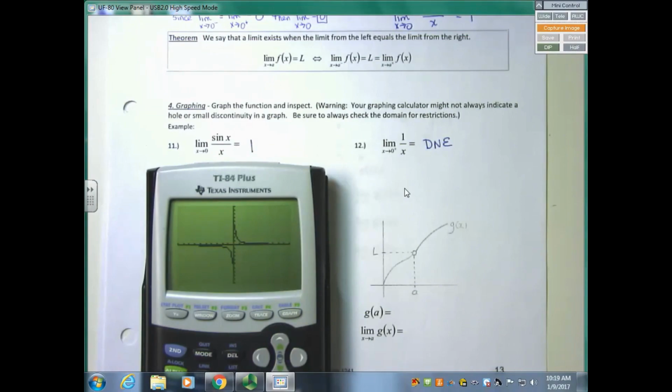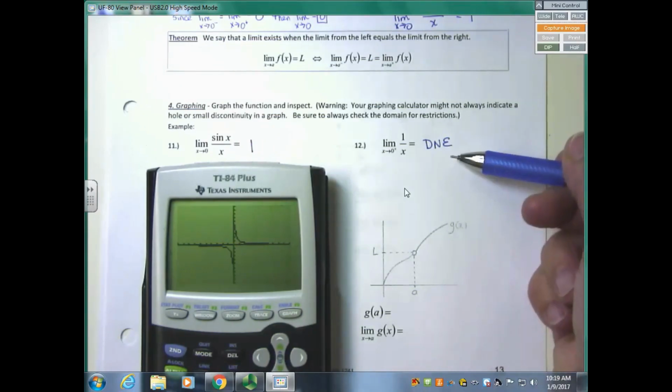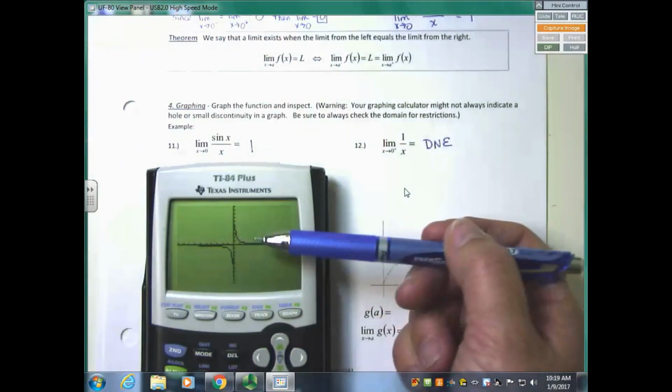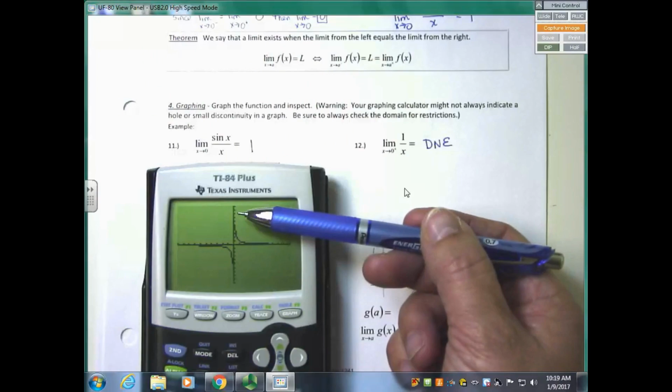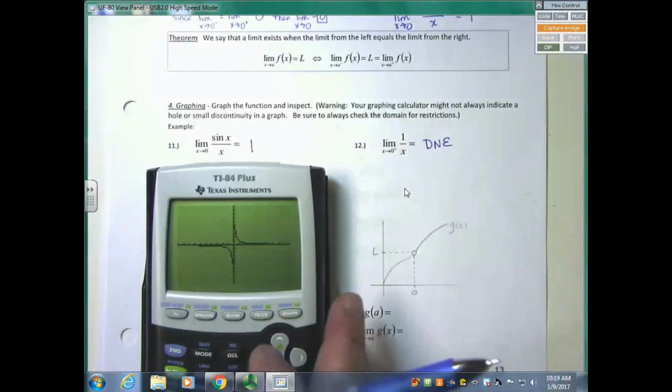After section 1.4, that's going to change, but so that you can get through your web work assignments, just keep in mind, if you have a limit in sections 1.3 or 1.4 that goes to infinity, then you're going to answer does not exist. Okay? All right.